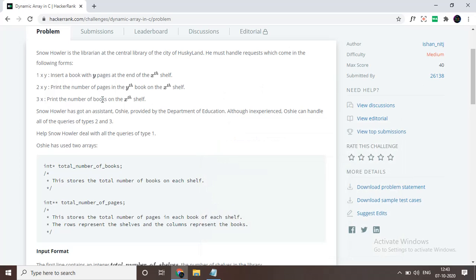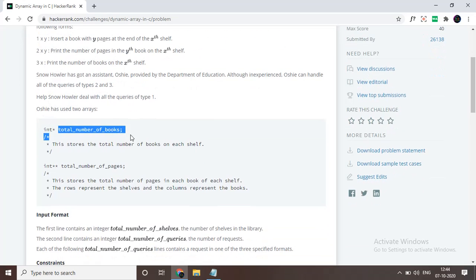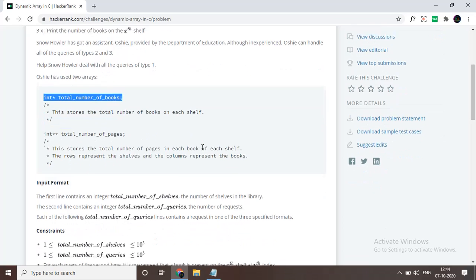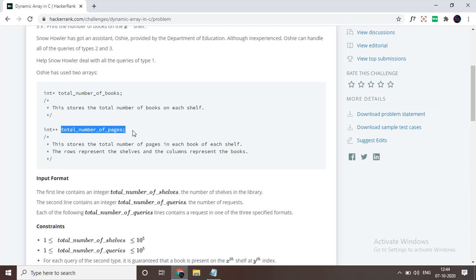I think the queries are explained well, and I think you understand. And here, the total number of books we have to take as an int star, total number of books. This stores the total number of books in each shelf. Total number of pages stores the total number of pages in each book of each shelf.